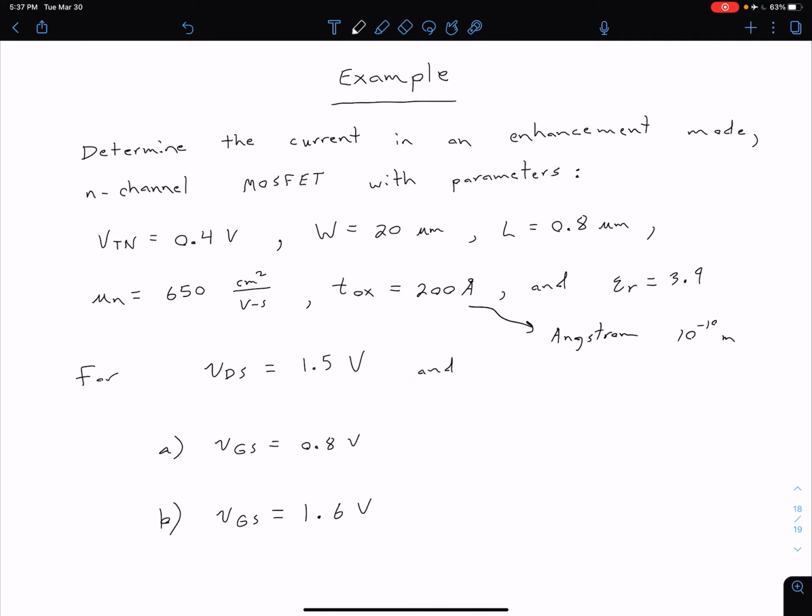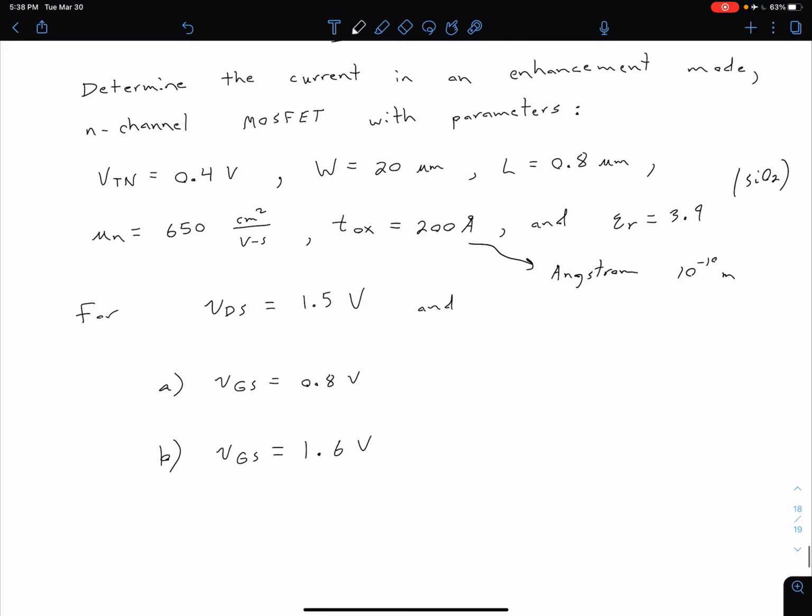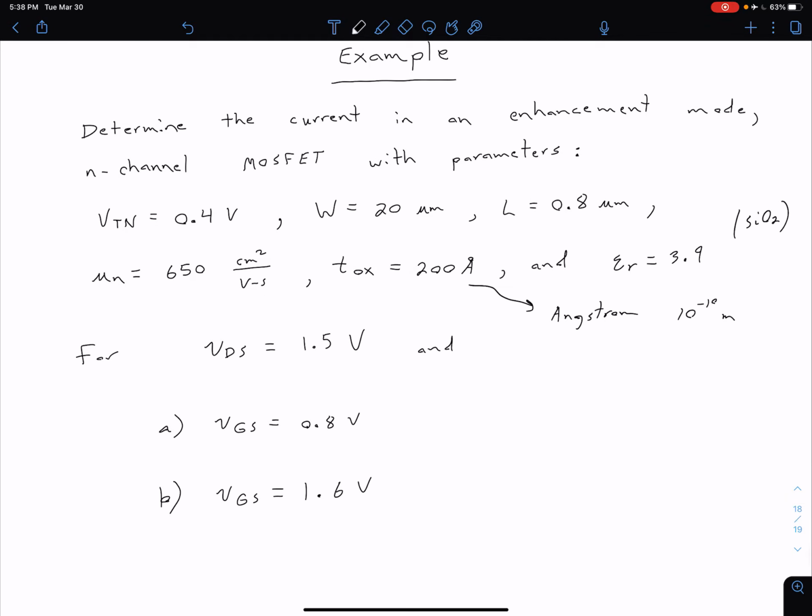And then finally, we have a relative permittivity of our oxide, which is 3.9. I should say dielectric, just to be more general. But in this case, it turns out that is the value for silicon dioxide, which is a common dielectric, at least for our somewhat large devices compared to cutting edge technology. So we're told for this particular MOSFET, we have a VDS of 1.5 volts, and we want to find the current ID for two different gate voltages. First, VGS equals 0.8 volts. Second, VGS equals 1.6 volts. And implied here is that our source is connected to ground.